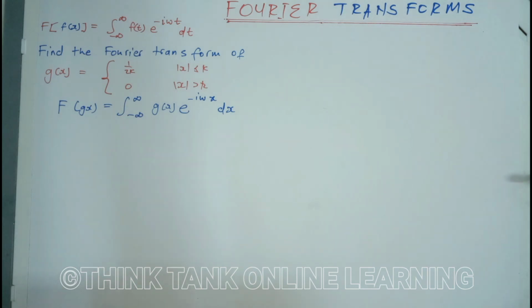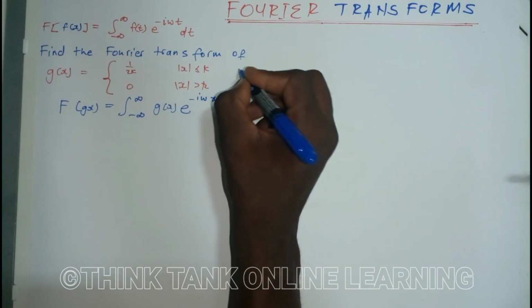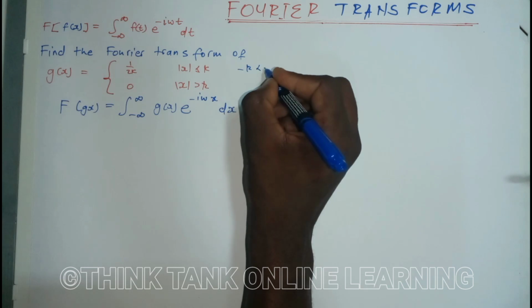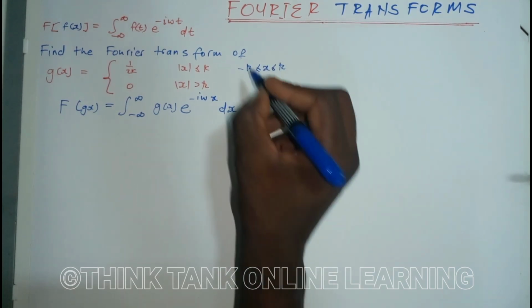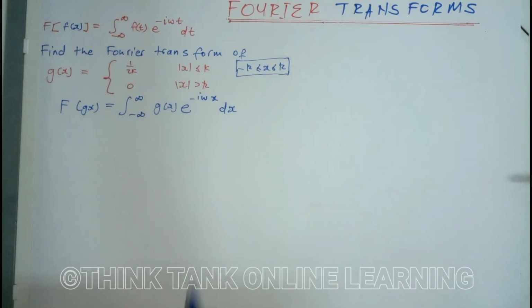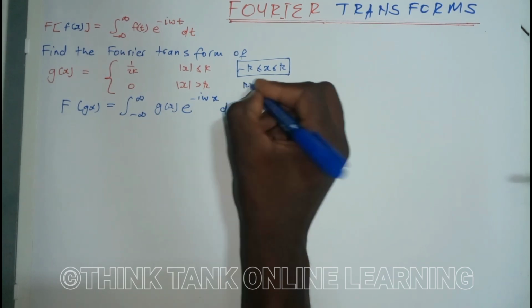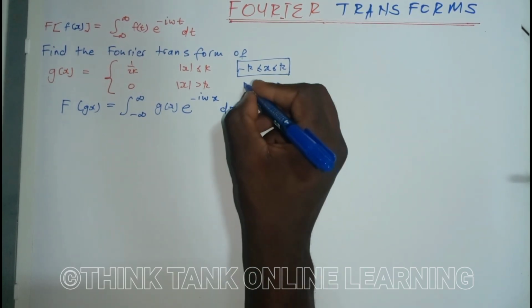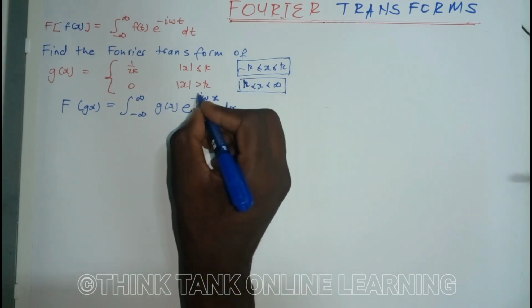So let's look at our limits. What does this mean? The absolute value of x greater than k means from negative k to positive k. I know you're familiar with this one; we've been using this in mathematics. What about this? This means from k to infinity.